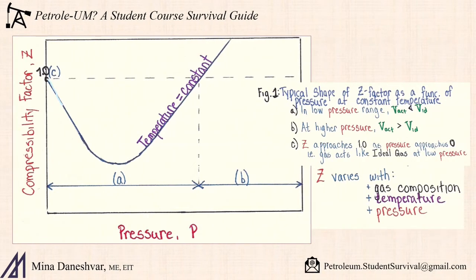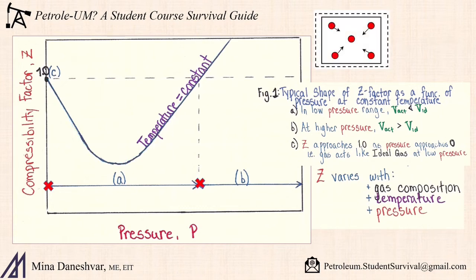This figure shows the typical shape of the Z factor as a function of pressure at a constant temperature. We can see from this figure that this checkmark curve shows that at a low pressure range, when Z is less than 1, the actual gas volume is less than that of the ideal gas volume. At moderate pressures, the molecules are close enough to exert some attraction between molecules, causing the actual volume to be somewhat less than the volume predicted by the ideal gas equation.